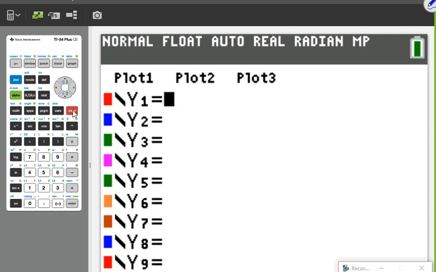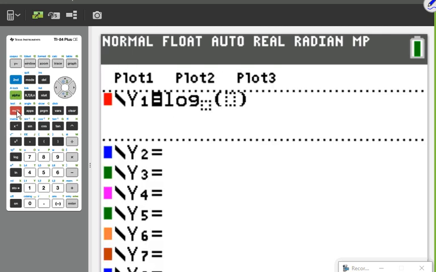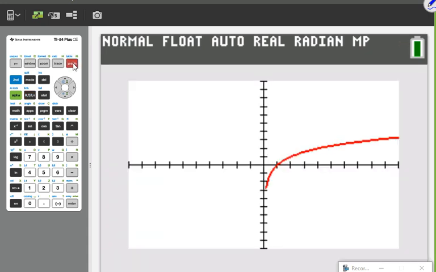To put this in, you're going to go right on line 1 and do math, alpha, math. This allows you to put the base in of 2, and the x will be the argument. So go ahead and graph that on a standard window by hitting zoom 6. And this is the picture that you should see.